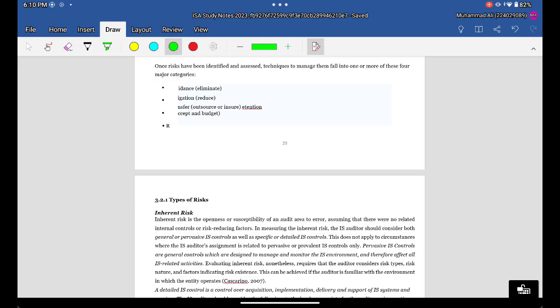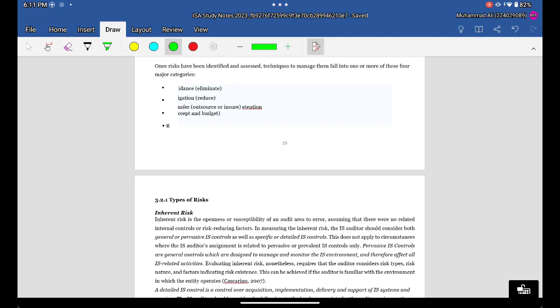Avoidance. These things are all cut off. Avoidance means you need to completely get rid of the risk. If there's a risk involved, you avoid it. You take it out from your path, literally. Mitigation is reduce it. So I told you, mitigation, reduce.